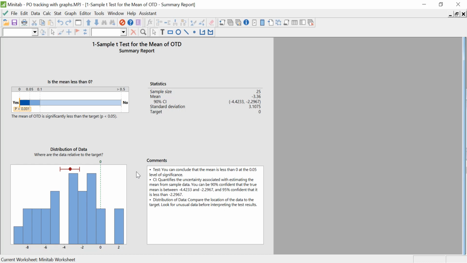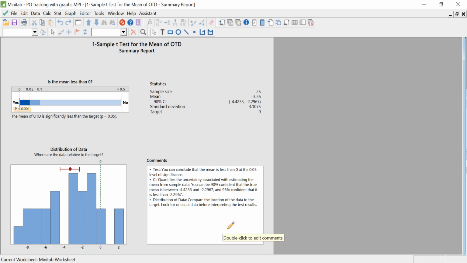One of the things I really like about the Assistant is this comments box, where in plain language it says you can conclude that the mean is less than 0. Using the Assistant makes hypothesis testing and also understanding the results much easier.